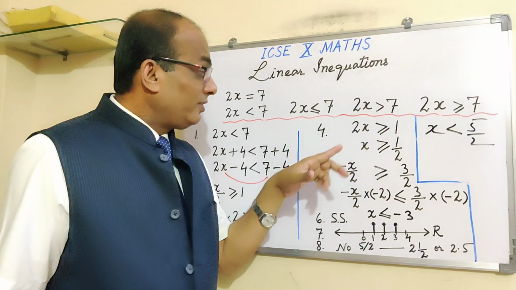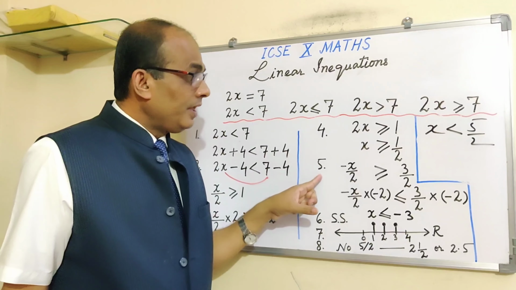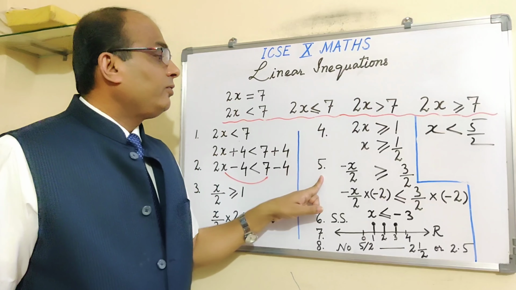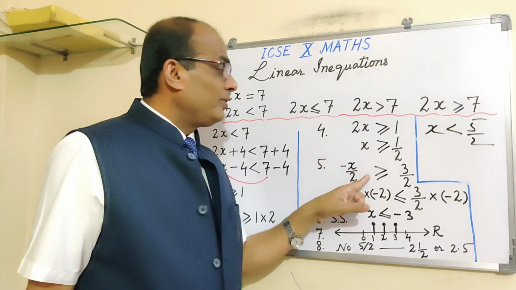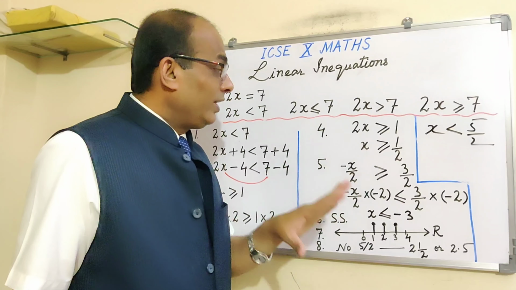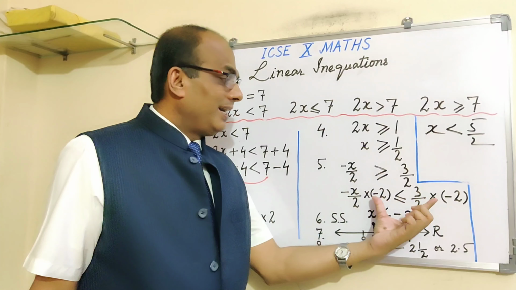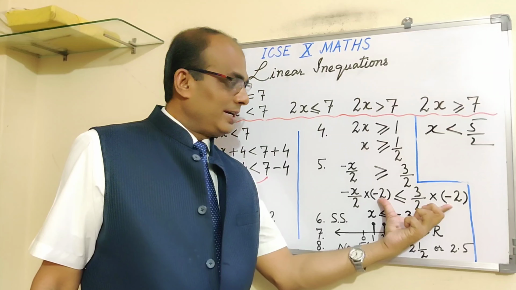Alright. Now see the fifth point. In the fifth point, what are we doing? See, I have taken one example: minus x upon 2 is greater than or equal to 3 upon 2. This inequation I have taken. And what I am doing is multiplying both sides by the same negative number, minus 2.